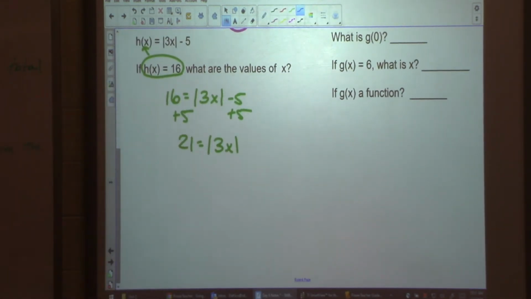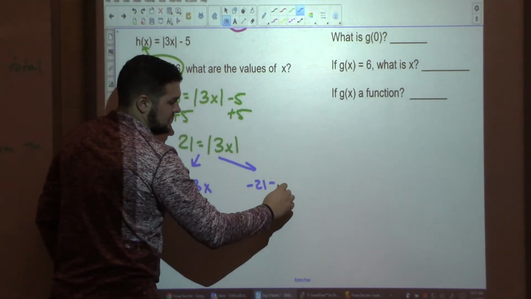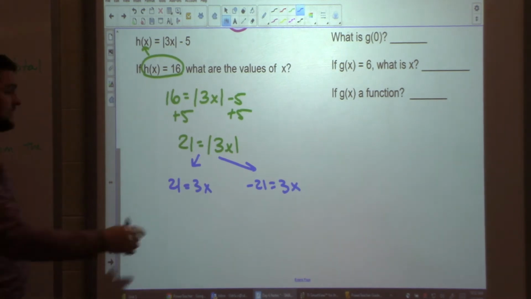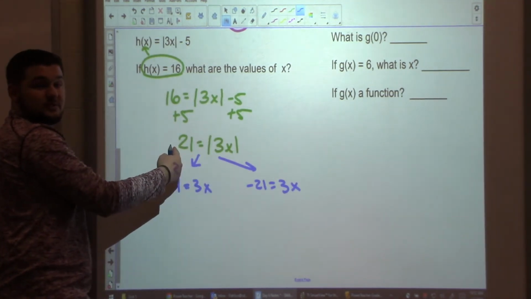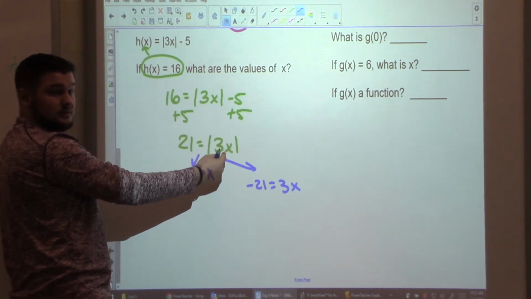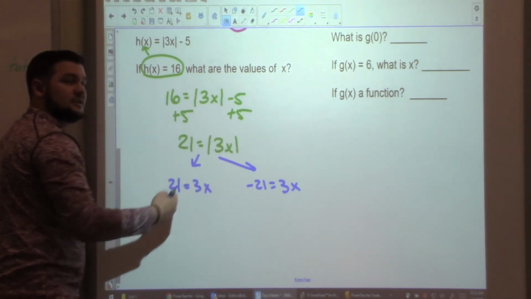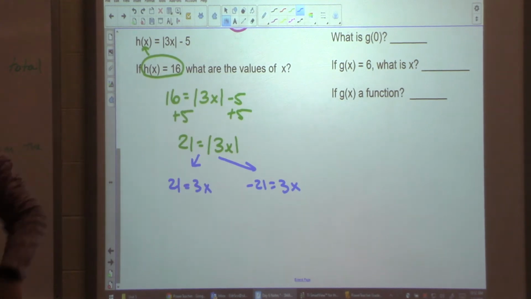Does anyone remember what we do from here? Can I just divide by 3 at this point? No. How do we get it so we can get rid of those absolute values? Make another one negative, right? I'm going to split it into 2 different equations here. I'm going to make 21 equals 3x. I'm going to make negative 21 equals 3x. Remember, we do that because whether 3x equals 21, the absolute value of 21 is 21. If 3x equals negative 21, what's the absolute value of negative 21? Positive 21, right? So either way, once I throw it in here, it's going to be 21. So that's why we split it into 2 equations and we solve both of them.